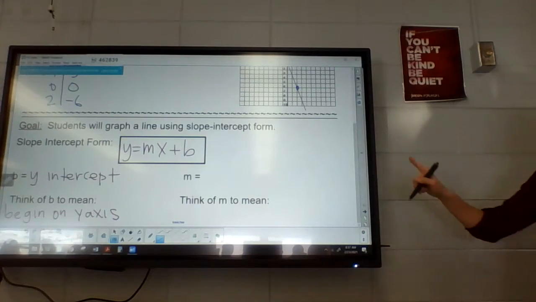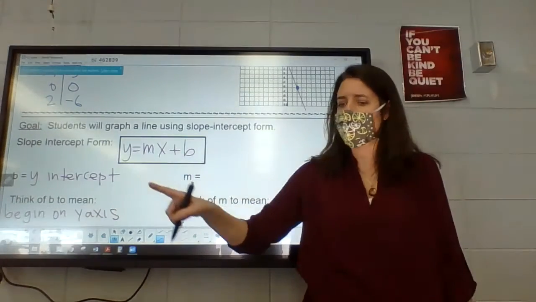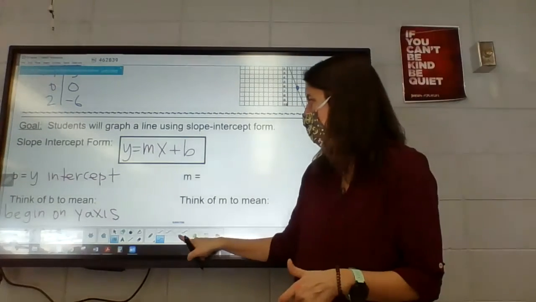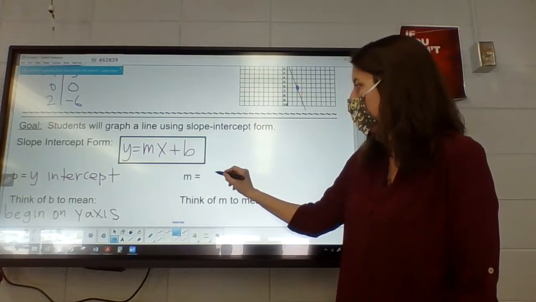Now the m is what's being multiplied to x. So that was the number in front of the x in our problem. What was that? The slope. And we learned yesterday that m is our slope. So that's our slope.